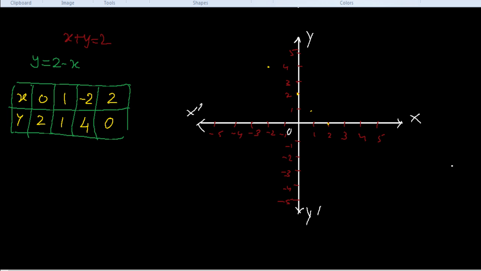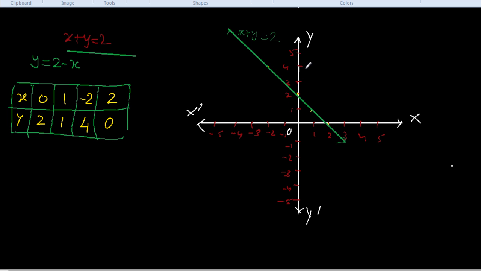Now we draw a line. We draw this line here. Through these points we draw a line. So you see all the points are on this line. So this is the required line which we have to produce through this equation, x plus y is equal to 2. So we could draw in this way, or we could write that x plus y is equal to 2. This is the equation of this line.